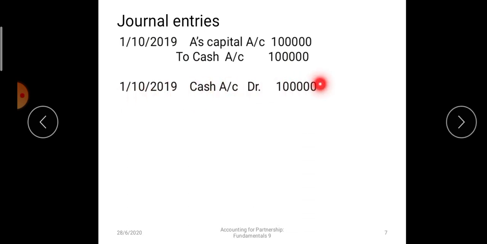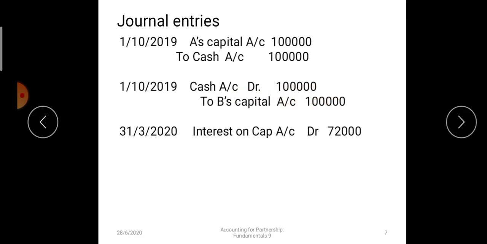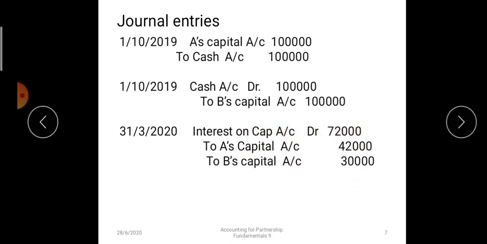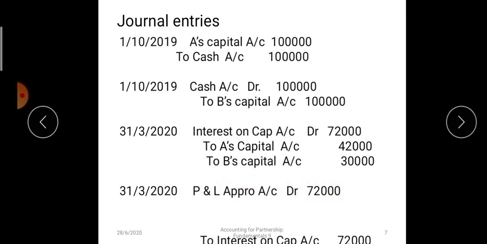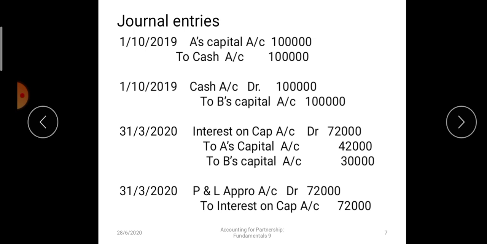Now let's go through the journal entries. A is withdrawing capital, so A's capital account debit to cash 1 lakh rupees. B is introducing cash, so cash account debit 1 lakh to B's capital 1 lakh rupees. When interest on capital is allowed, interest on capital account debit 72,000 to A's capital 42,000, to B's capital 30,000. This interest on capital is debited. Now to close that, P&L appropriation account will be debited by 72,000 to interest on capital 72,000. Please learn the journal entries properly. These are asked frequently.